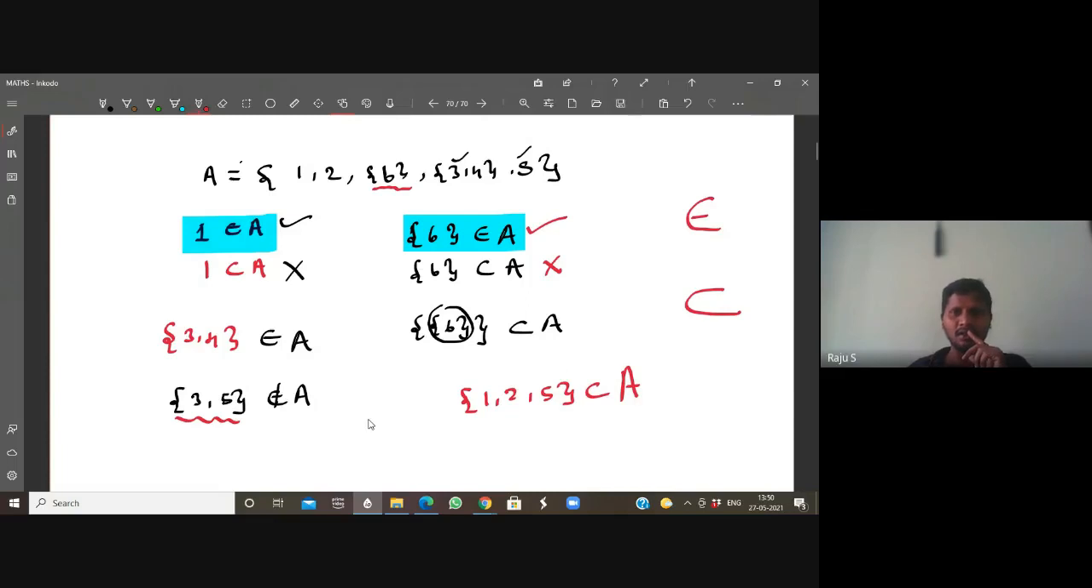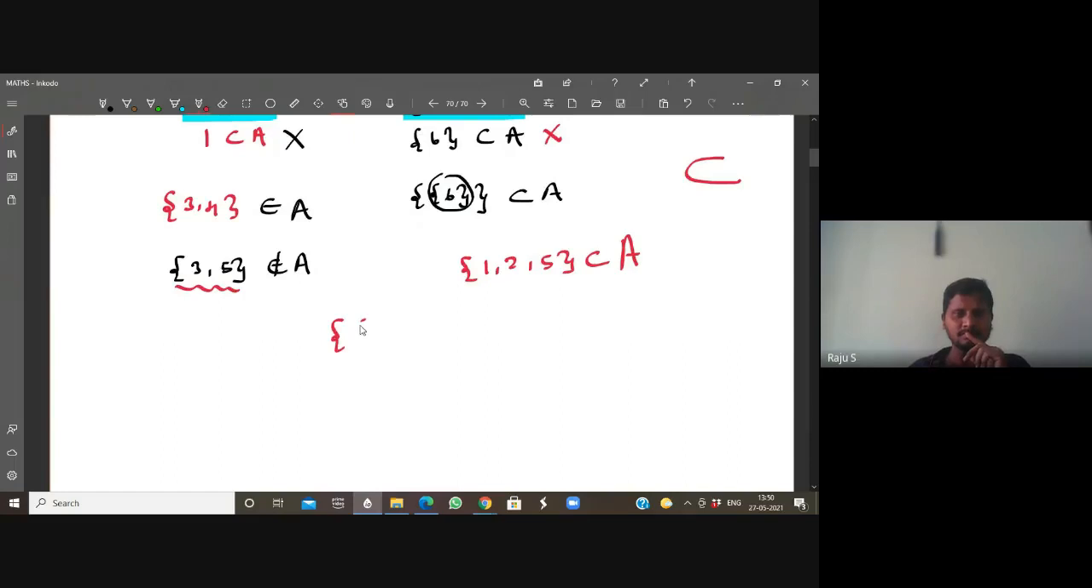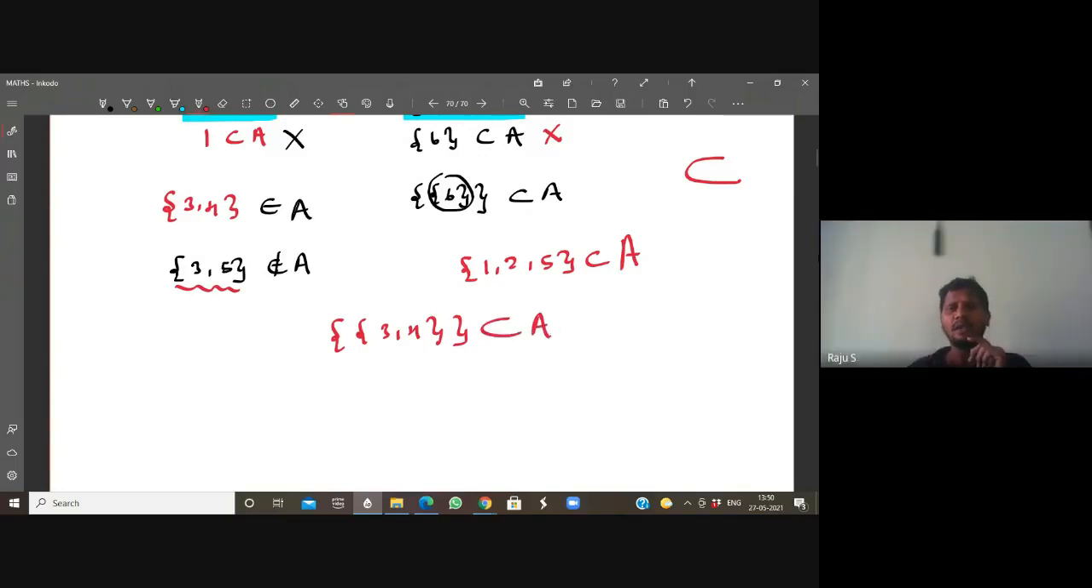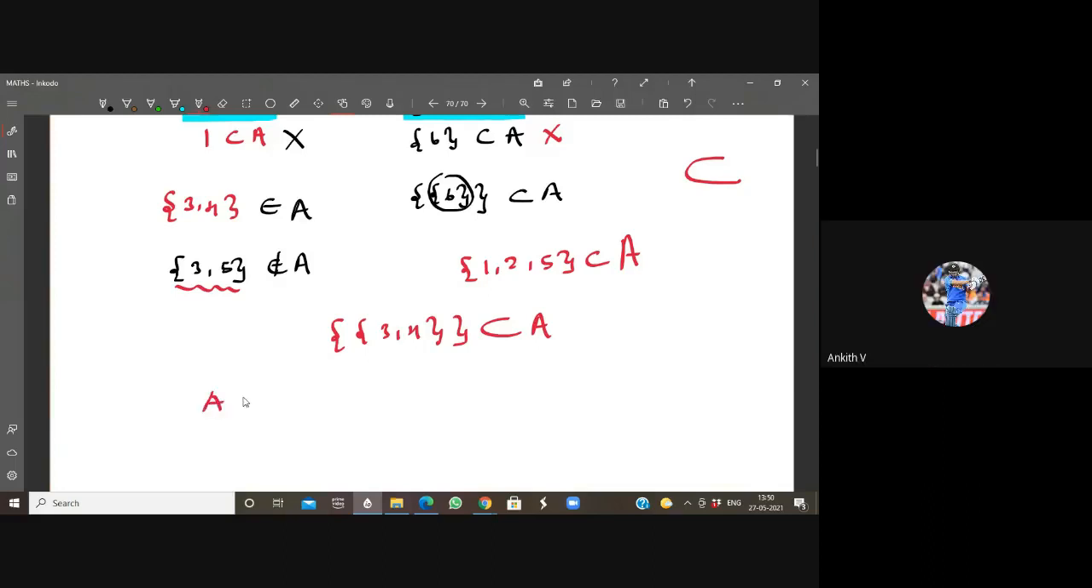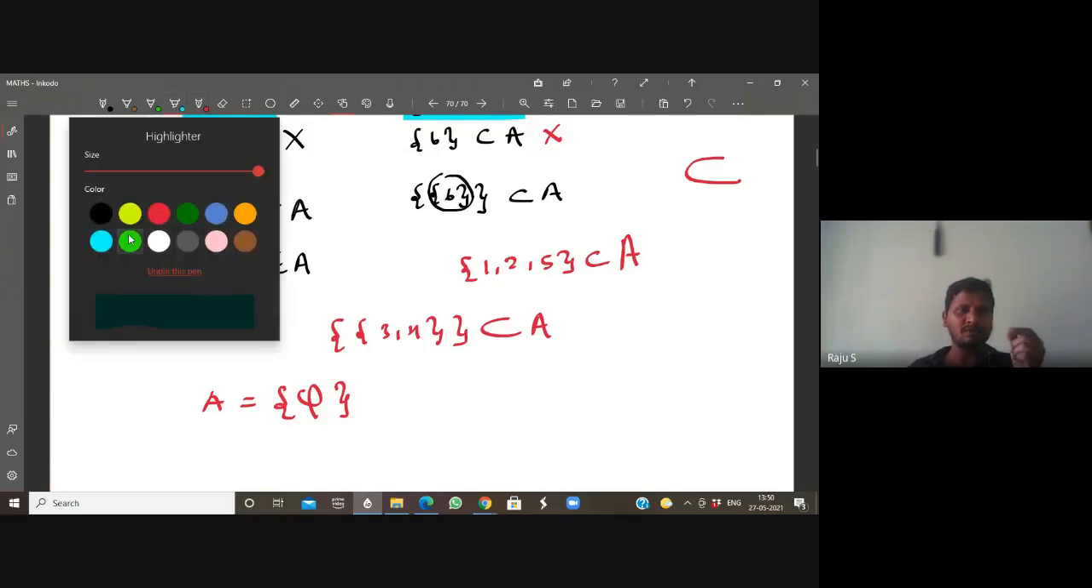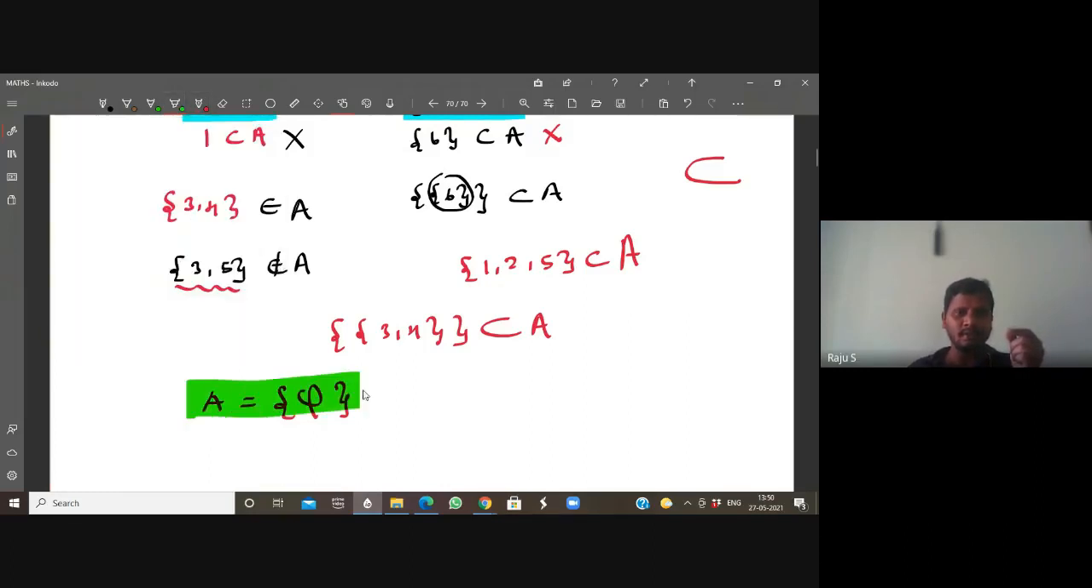Clear, students? Then what about this? In this case, subset to A. Okay, now the empty set. So I'm taking it like, it is a subset, sir. Subset, 100%, right? Now what about this? Is it an empty set? I'm taking A as curly bracket of empty, this symbol.